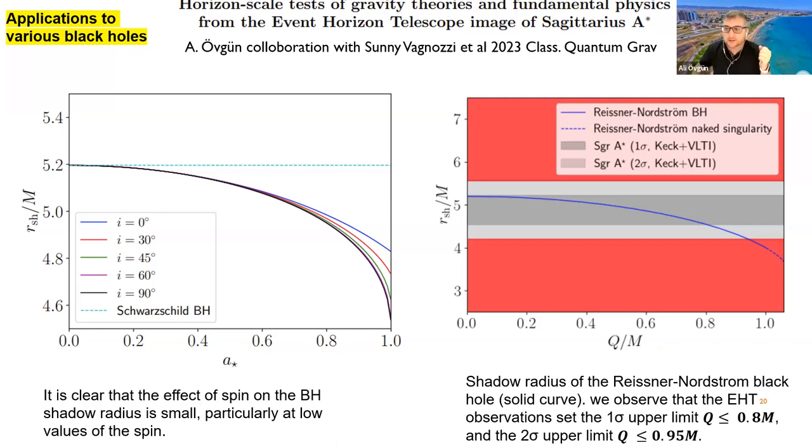We also consider a wide range of well-motivated deviations from the classical GR solutions and constrain them using the Event Horizon Telescope observations of Sagittarius A. This is also a very important paper, and very long, so you can check our constraints. For example, for the Reissner-Nordström black hole, you can see that for the 1 sigma region, we put an upper limit of 0.8 m on the charge.